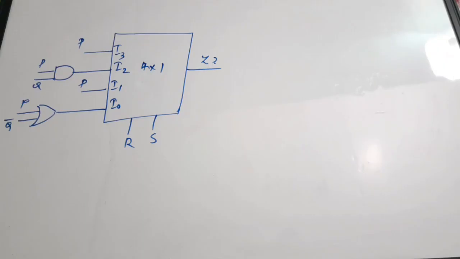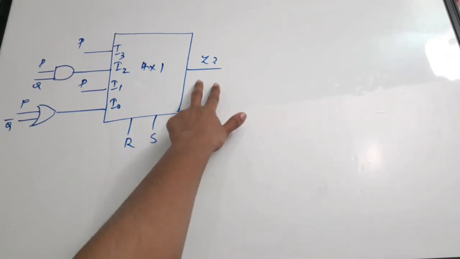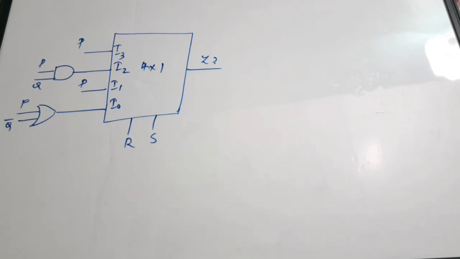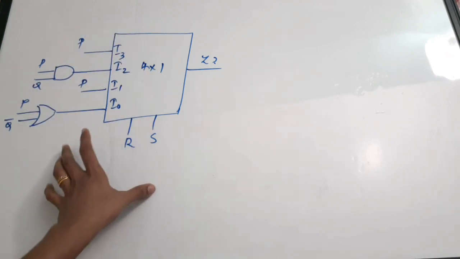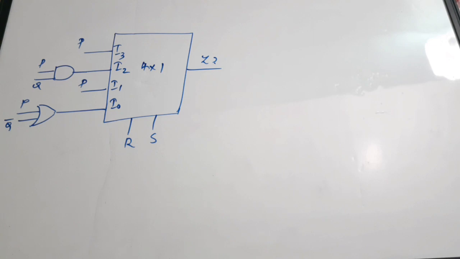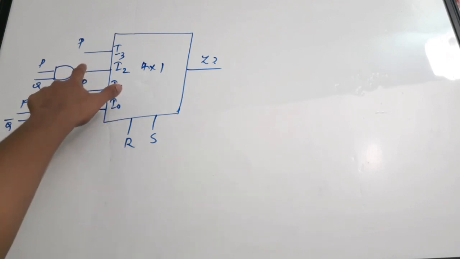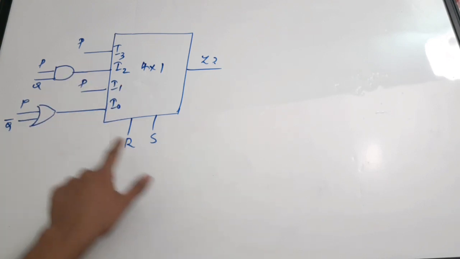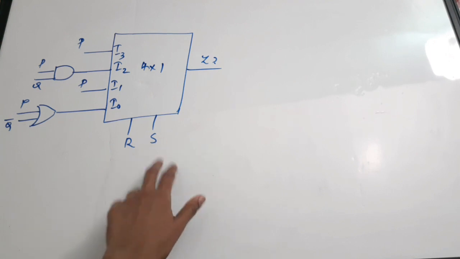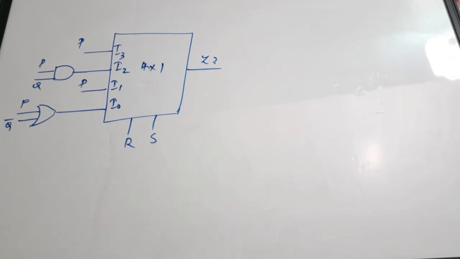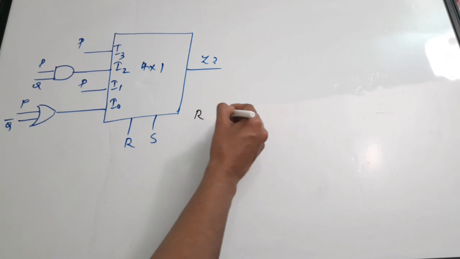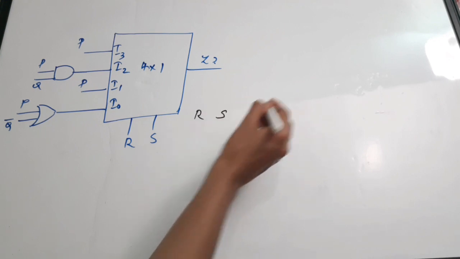The next question is this. You need to find the expression for Z, and this question again has a 4:1 multiplexer, and there are two gates connected at the input side, and the select lines are R and S. We'll first start writing the truth table. So for R, S, then we'll find what is Z.